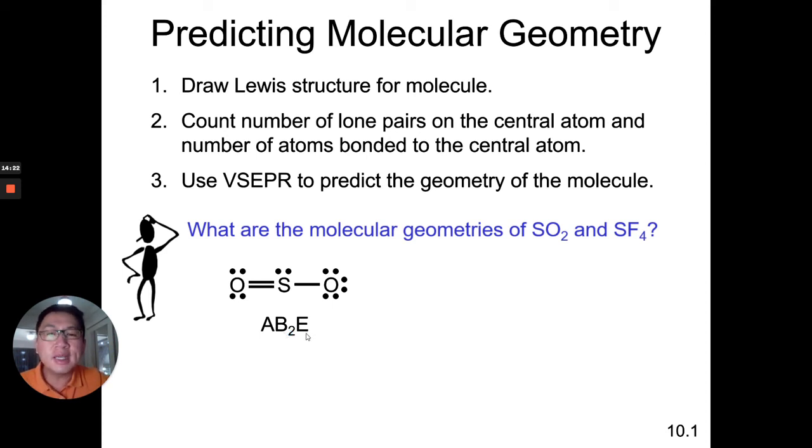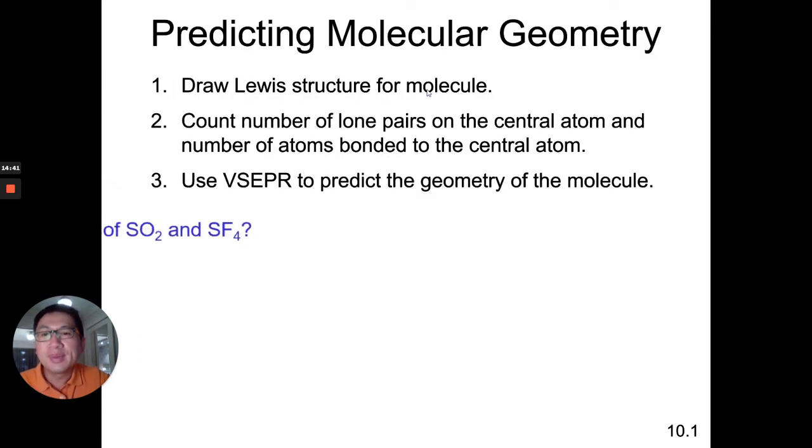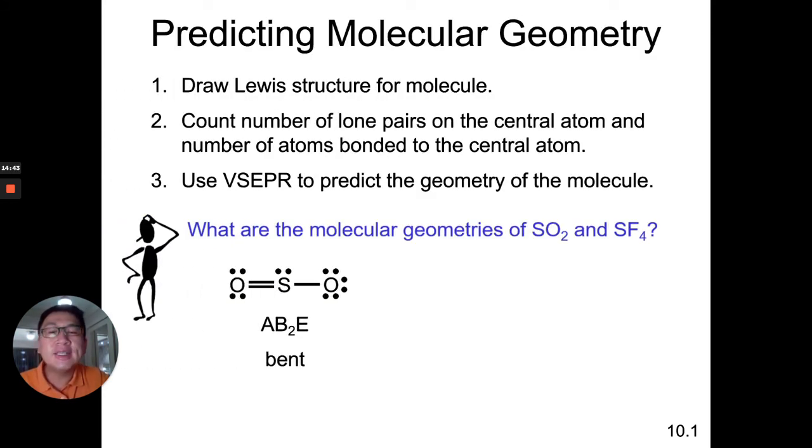So I'm going to look on the table, on that last slide. 2 bonded atoms and 1 lone pair. Oh, it's the first one on here. I'm looking for 2 bonded atoms and 1 lone pair. The shape of that molecule is bent, and look at that, the example is SO2. So the shape of that molecule is bent. I know that because there's 2 bonded atoms and 1 lone pair.